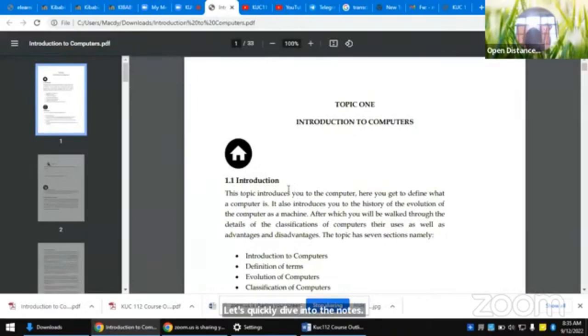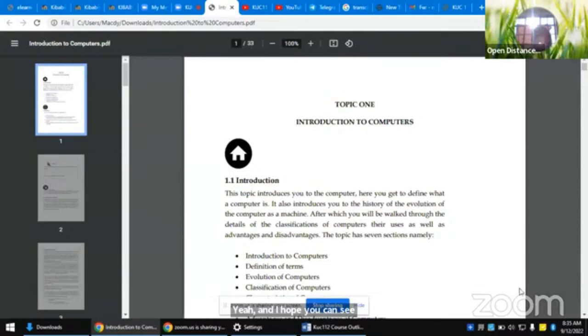So today, first years, I'm privileged as your lecturer in this course to take you through topic one. And topic one is Introduction to Computers. Hope you can see my screen. Yes, you can see my screen. So Introduction to Computers is our first topic. And this topic, of course, introduces you to the computer.